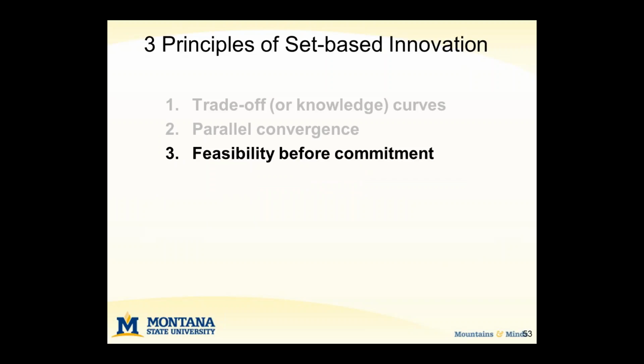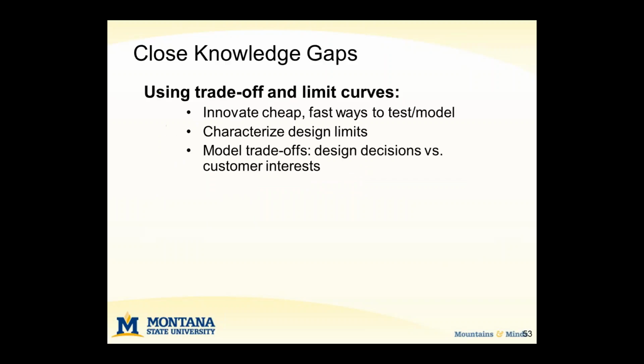All right, so then our final principle that we're going to talk about today, a step-based innovation, is feasibility before commitment. So you may be asking yourself, well, how do I manage that convergence process? Well, one way to do that is to really focus in on these knowledge gaps. And if you're able to develop trade-off or limit curves or knowledge curves, you can close those gaps by really understanding those trade-offs. So that can help you decide what alternatives to eliminate or where to focus your design efforts.